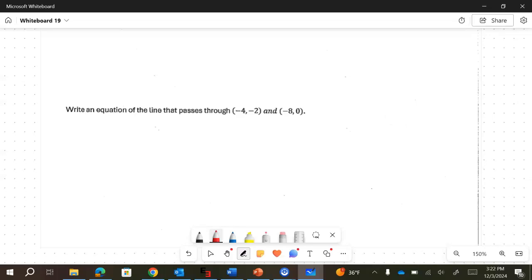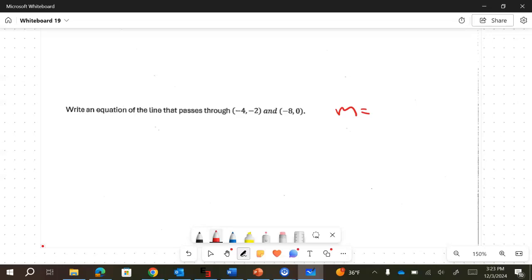They just tell me I need to find the equation of a line that goes through these 2 points. They don't tell me slope or y-intercept. That means I need to find the slope. Everybody in here knows how to find slope. It was just on our quiz. I need to find the slope between these 2 points.